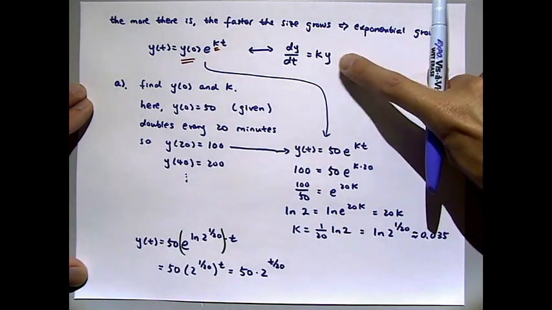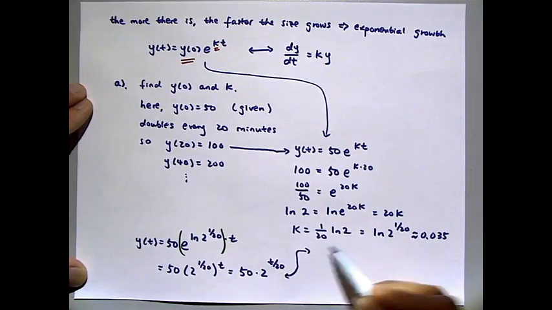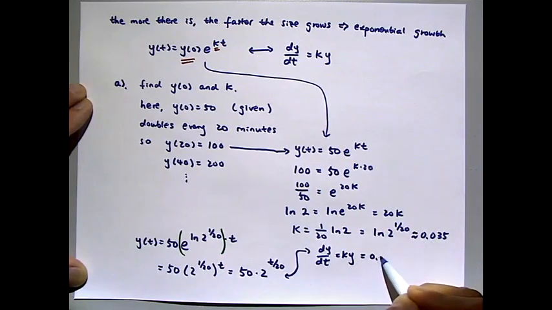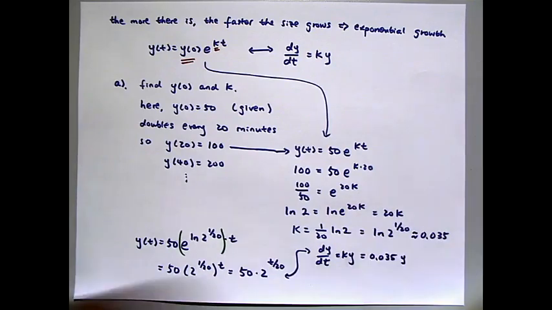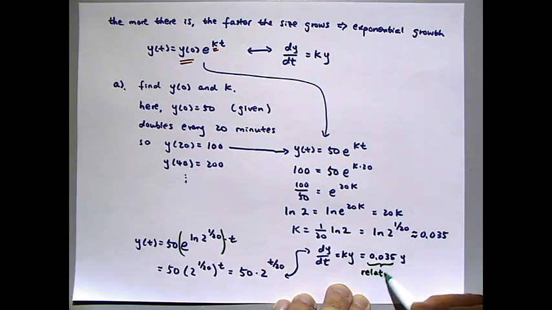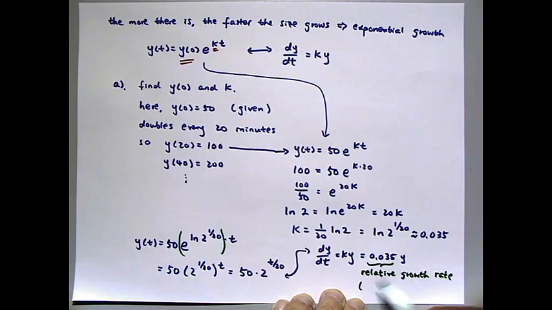Okay, now let's look at the rate of change. This is equivalent to dy dt is equal to k times y. Or this time it's more useful to use 0.035 as my k. And this equation says the rate of change of my number of bacteria is 0.035 times the present number of bacteria. This thing right here, this is what's called the relative growth rate. 0.035 is equivalent to 3.5%, right? That is our relative growth rate.